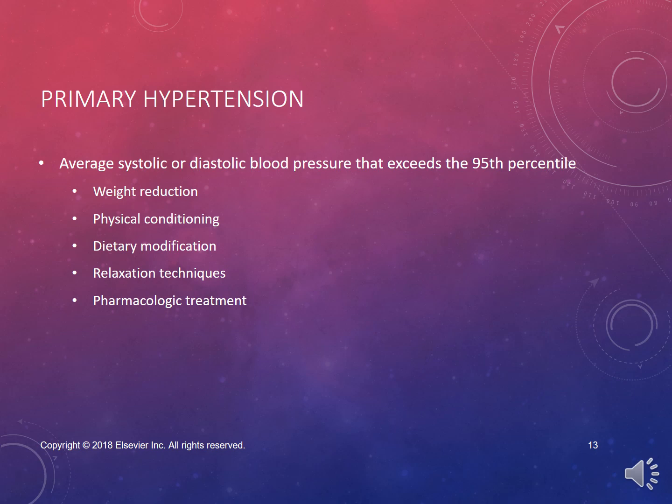Now, let's move on to primary hypertension. Primary hypertension is also known as essential hypertension, and this is high blood pressure where the systolic or diastolic exceeds about the 95th percentile for that child, and primary means that it's not related to any other disease process. In pediatrics, we typically will see hypertension related to renal impairment, but there is no other disease process involved in this one.